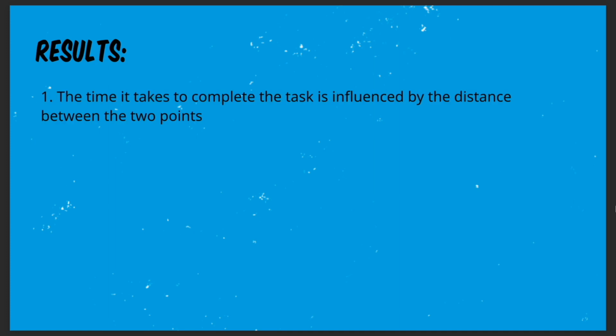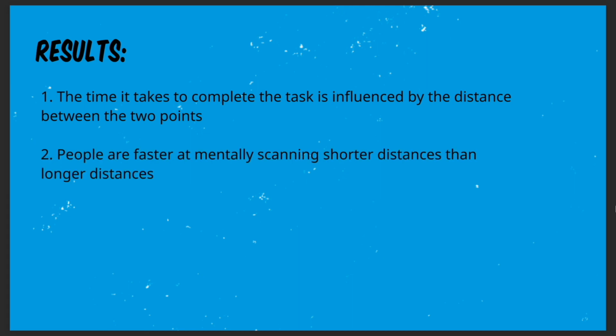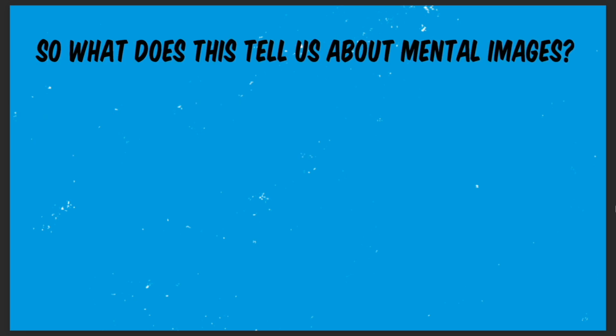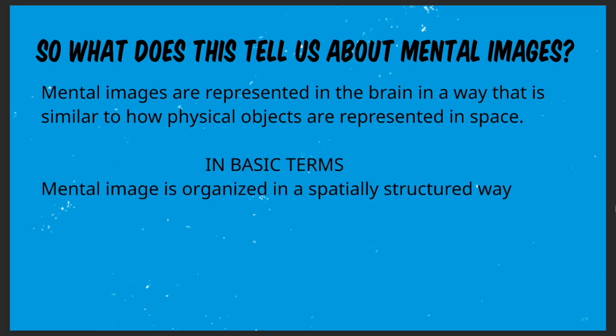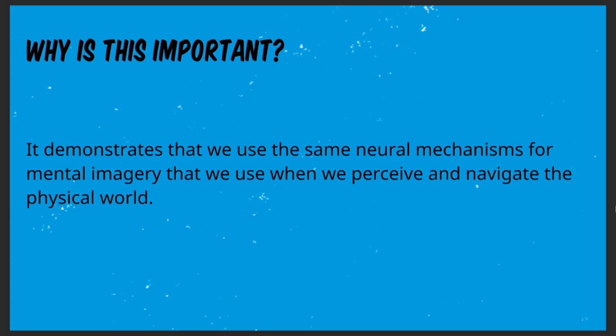The results. They found that the time it takes to complete the task is influenced by the distance between the 2 points, and that people are faster at mentally scanning shorter distances than longer distances. So what does this tell us about mental images? Mental images are represented in the brain in a way that is similar to how physical objects are represented in space. In basic terms, mental imagery is organized in a spatially constructed way. It demonstrates that we use the same neural mechanisms for mental imagery that we use when we perceive and navigate the physical world.